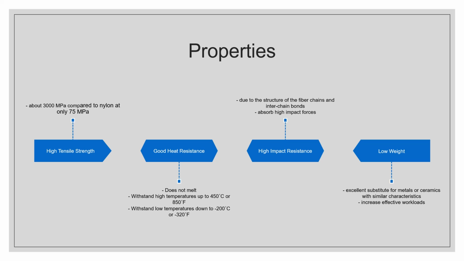Kevlar can provide several advantageous characteristics, such as its high tensile strength, rated at about 3,000 megapascals, compared to nylon at only 75 megapascals. Kevlar also has very good heat resistance. Unlike other plastics and polymers, Kevlar does not melt. It can withstand high temperatures up to 450 degrees Celsius or 850 degrees Fahrenheit, and low temperatures down to negative 200 degrees Celsius or negative 320 degrees Fahrenheit.